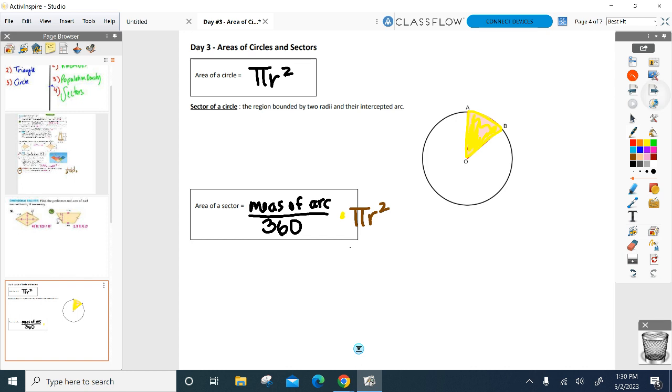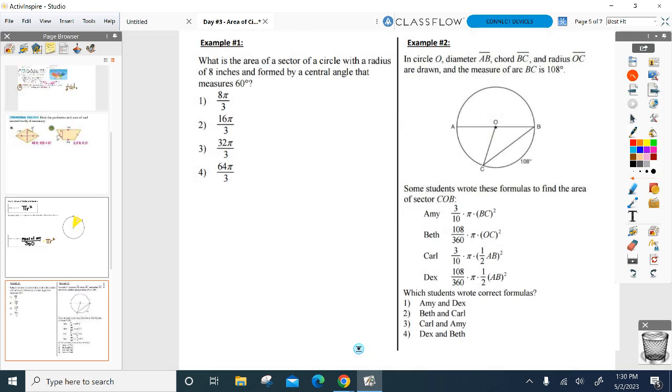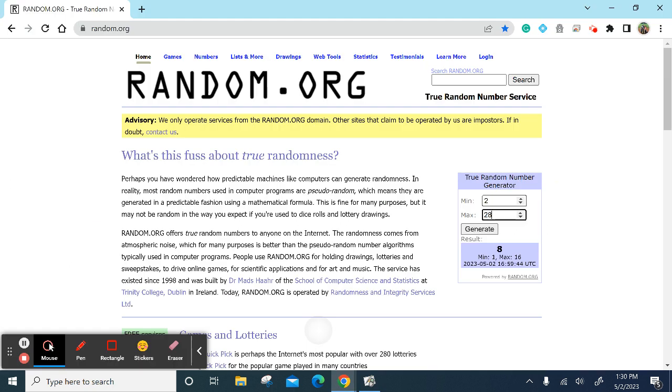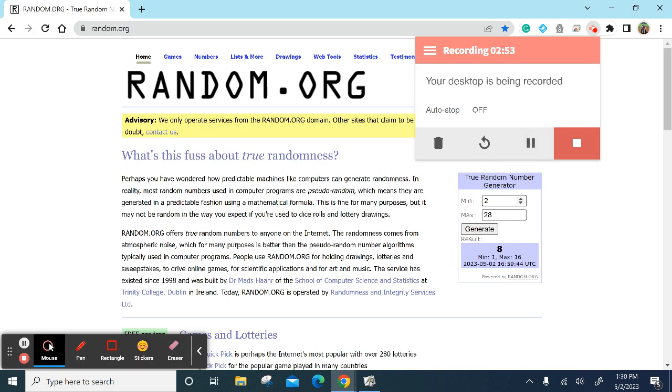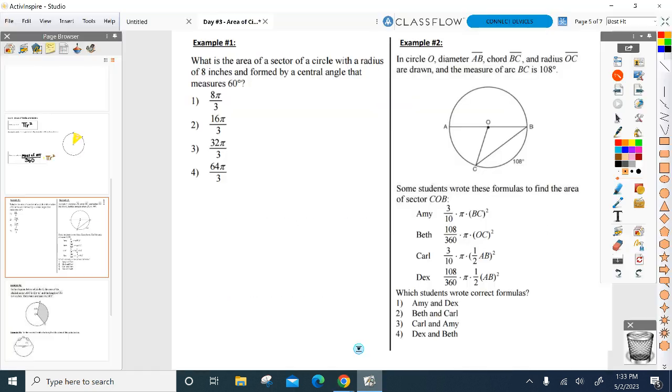Oh, you want to use it? Yeah, okay. Let's use it. Oh, jeez. All right, let's continue on.